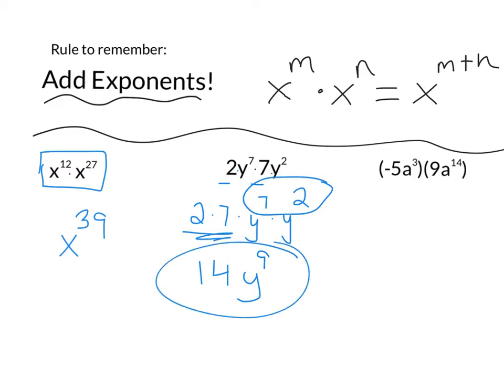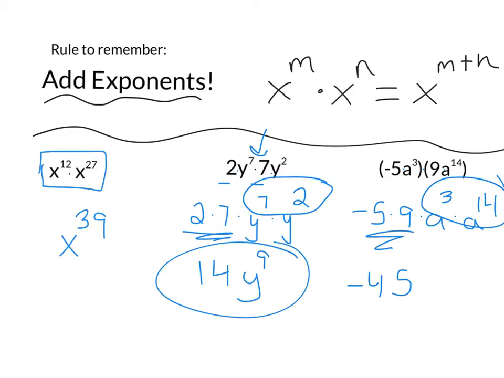All right, and then this last one. So we have parentheses, but it's really no different than this example here. Just looks slightly different with the parentheses. It still is all just a bunch of multiplication. So -5 times 9 times a to the 3rd times a to the 14th is really another way to write that exact equation. Coefficients, you multiply like normal, -45. Apply the property to your exponents, 3 plus 14, so it's a to the 17th. And that is it.